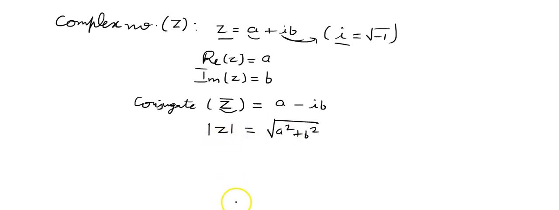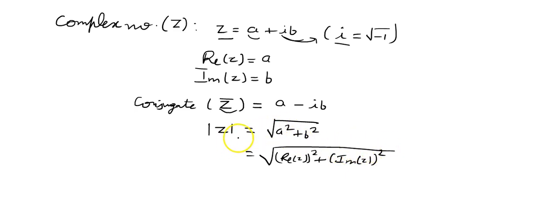Now, I'll just repeat again. A complex number will be given by A plus iota B. A is the real part. The imaginary part will be given by B. The conjugate of a complex number is represented by Z bar, and it can be A minus iota B. And the magnitude or modulus of this complex number will be given by root over the square of the real part. I'll write a generalized formula: real part of Z whole square plus imaginary part of Z whole square. This is how we represent the modulus of a complex number.